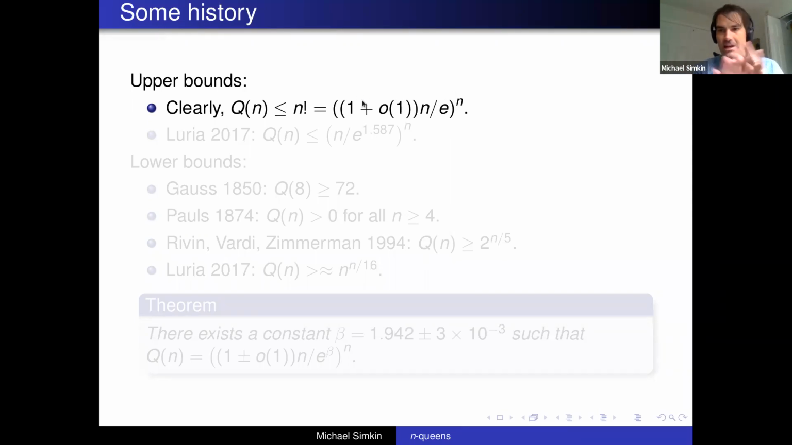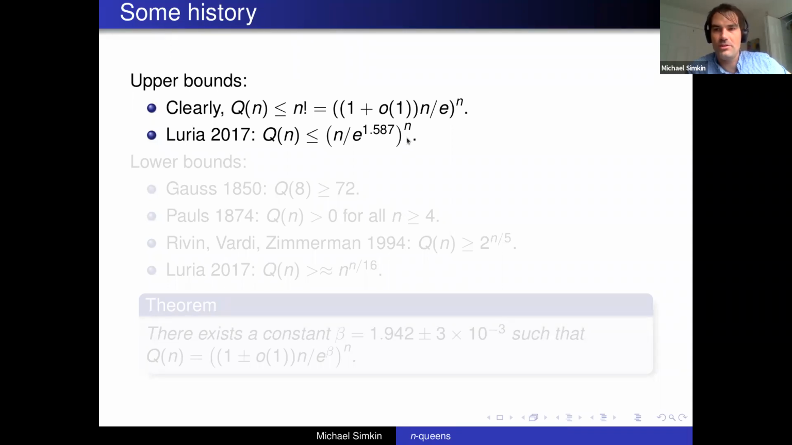would probably, in any of these things, lead to new breakthroughs. So I'm not going to say much more about them. They're there, and we don't know what to do with them. Improving them would be amazing. There is one other upper bound on the problem from a few years ago, which is that Q of n is at most n divided by e to the power of something bigger than 1, to the power of n. And I'll say a little bit about this one.